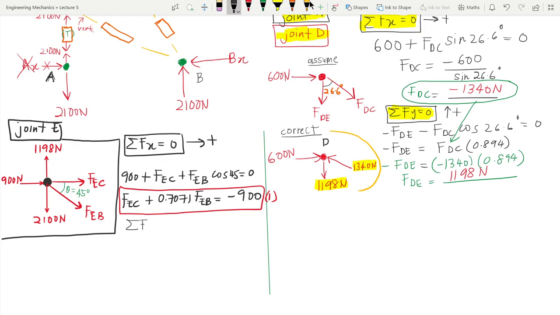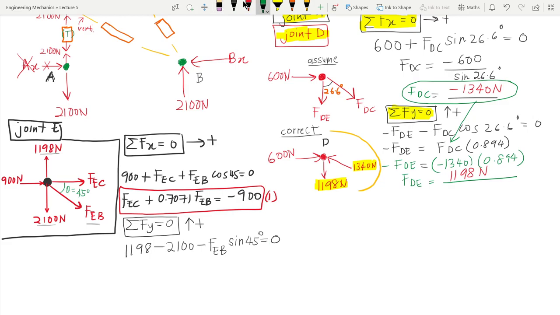Summation Fy is equal to 0. Going up is positive. So you've got 1198, this one. And then look at this one. Minus 2100. What else? So you've got this one. So this one is definitely a minus also. FEB sine 45 degrees equals 0. Okay. Are we good? Yeah, pretty much. So this is obviously something that you can solve. 1198 minus 2100, what do you get?